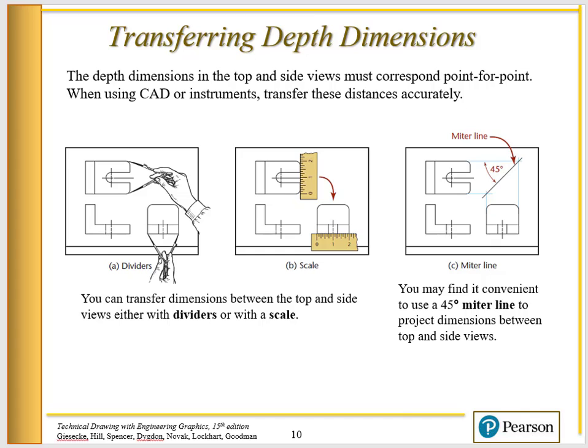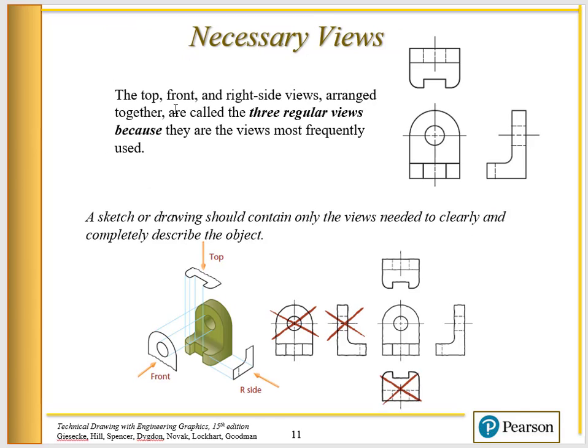Okay, necessary views. The front, top, and right side views arranged together are called the three regular views because these are the views most frequently used. A sketch or a drawing should contain only the views needed to clearly and completely describe the object. So we're not going to use all six of the principal views here. We're going to use typically just these three.